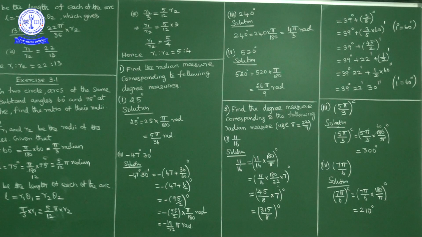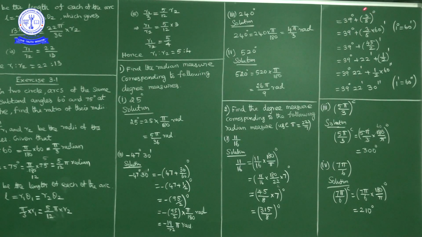Now this 315 upon 8 degrees, we will convert further into degrees, minutes and seconds. 315 upon 8 we can write as 39 degrees plus 3 by 8th part of a degree. Actually 39 into 8 is 312, so 39 into 8 plus 3 by 8, nothing but 39 plus 3 by 8th part of a degree. So 39 degrees plus 3 by 8th part of a degree.